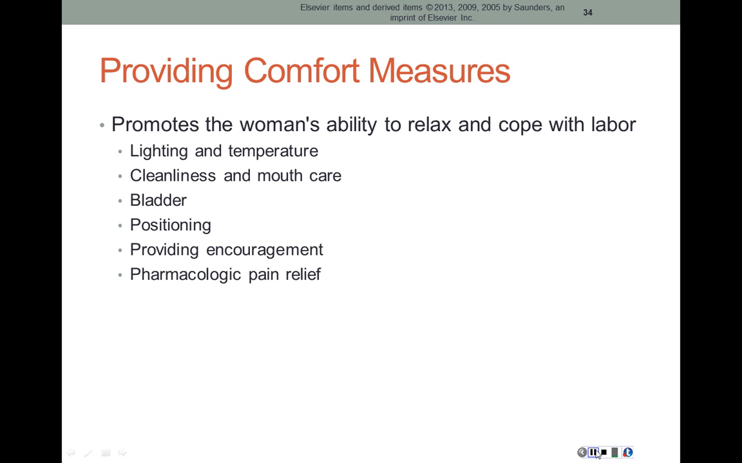We want to make sure she's clean, and that if we need to, we give her mouth care, because remember, she's going to be doing some mouth breathing. She may have been laboring for 12 hours and you get that yuck develop in your mouth. So, we want to make sure that she gets mouth care if she needs it, that she's kept clean and dry. She's able to empty her bladder when she needs to.